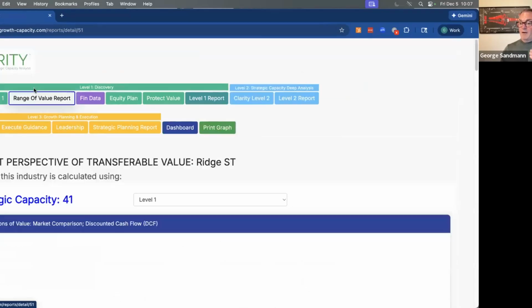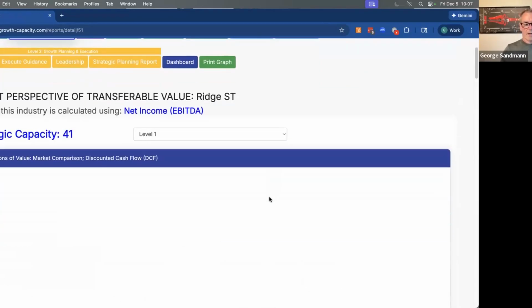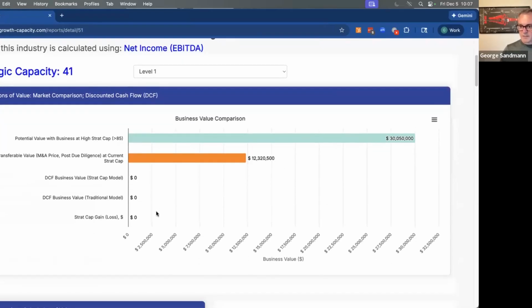When we've done that, we can have a conversation about value, right? And this business, we don't have their discounted cash flow information. That's fine. We know that this is a business that at top strategic capacity is worth $30 million, but the current transferable value. And with strategic capacity of 41, we of course would be saying, if you try to sell this business, it is going to be very unpleasant. And if you do, you're going to leave a huge chunk of money, $18 million on the table. So, and these are good numbers, so you know that.